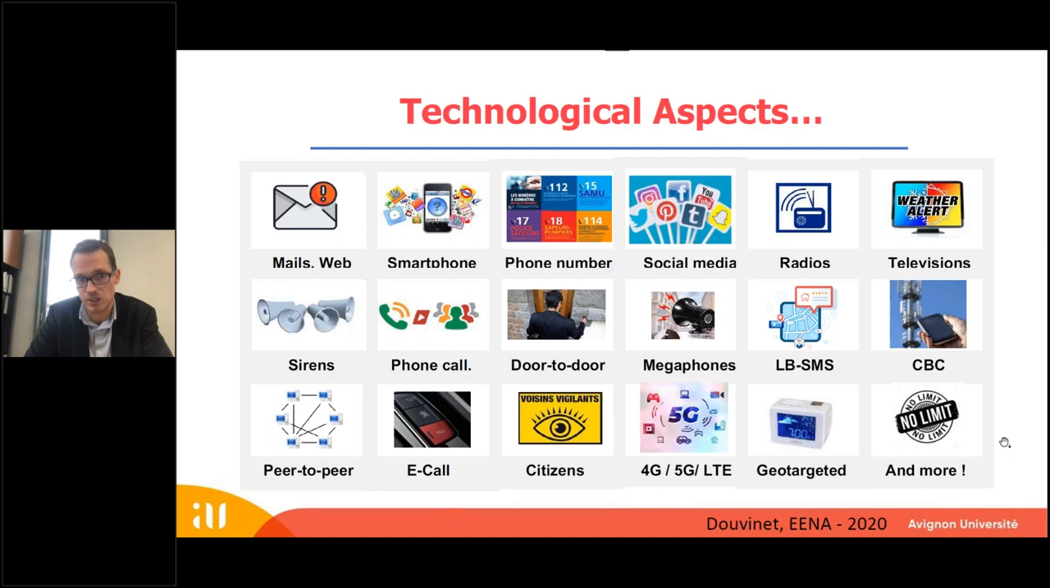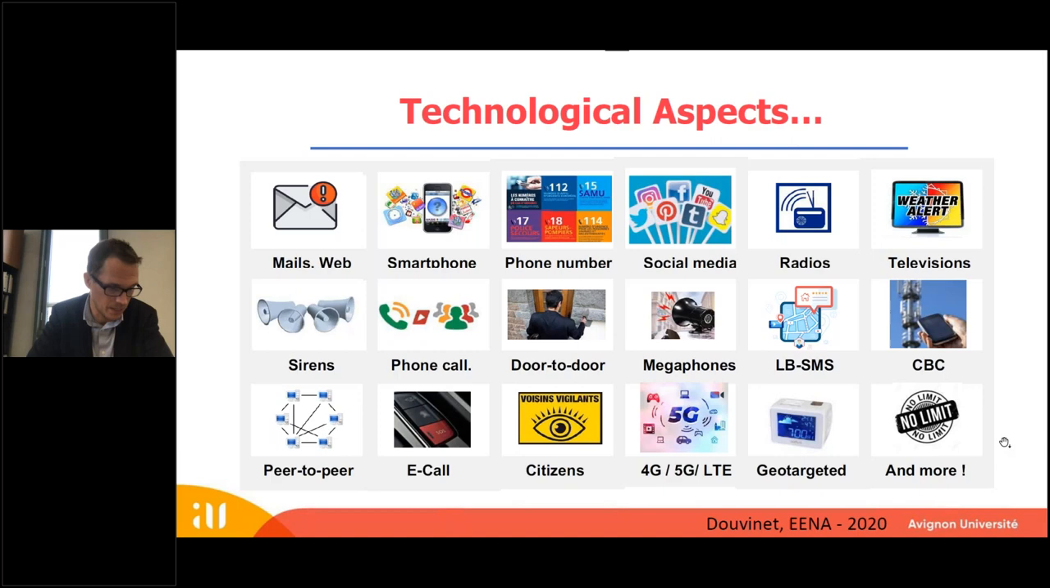But you can also observe and study peer-to-peer solutions, so smartphones can communicate between us and send an alert, or e-call in cars, citizen networks, geotargeting solutions, and more technological ones. So some of these technologies exist in some countries. Many countries try to create different technologies. On the next slide, please.